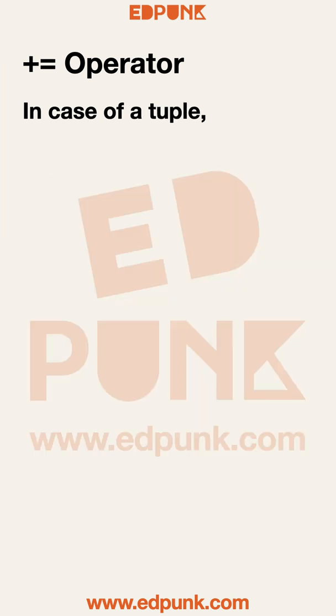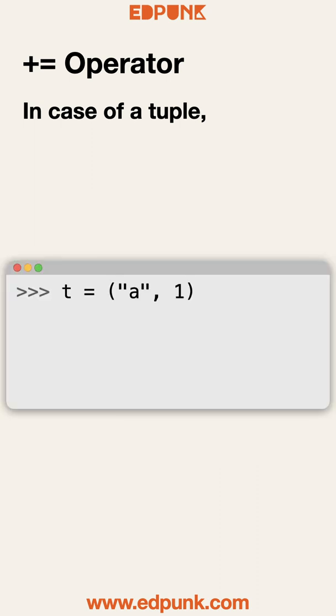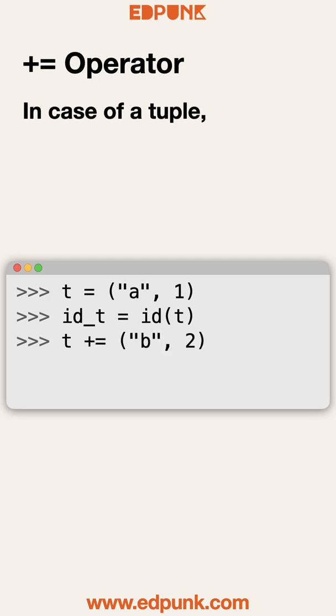Let us now repeat this exercise using a tuple. Let us assign a tuple ('a', 1) to a variable t. Now, let us store the object ID of t. Let us now add new items 'b', 2 to t. After modifying the tuple, we can test whether the object ID is still the same using id(t) == id_t.